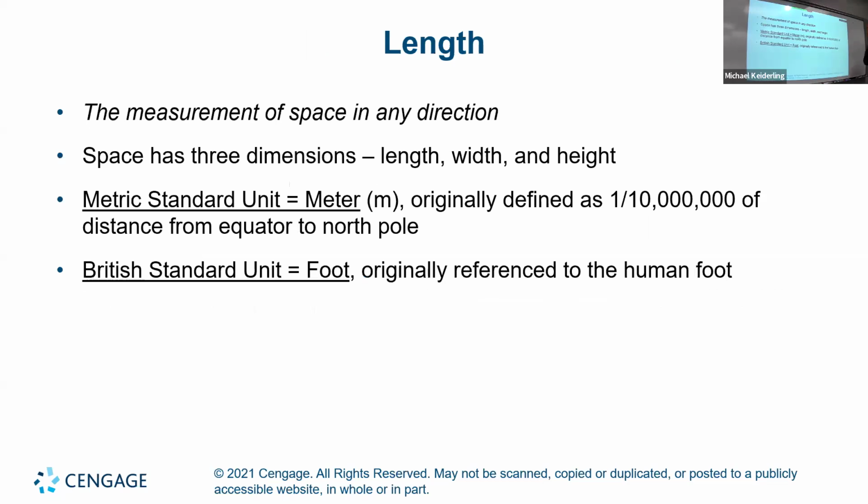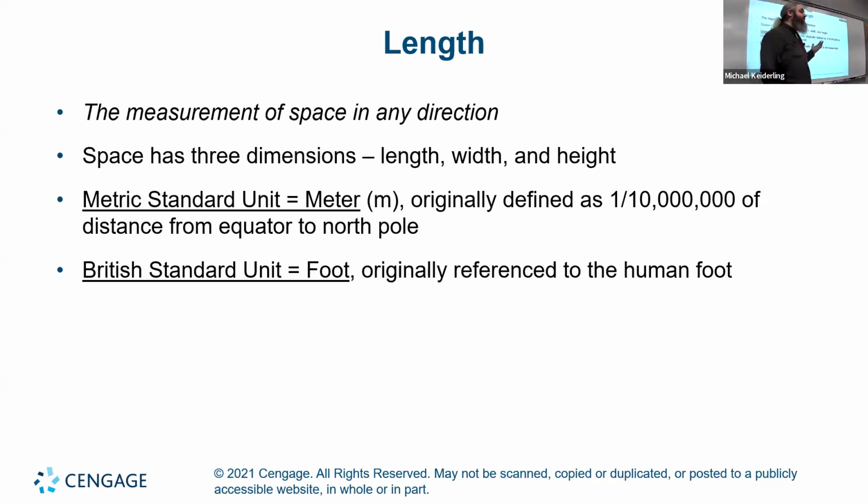Space has 3 dimensions. You can do 3 completely independent directions in space, for example, length, width, and height. Those are fully independent. I can describe any location in space with three numbers, basically. So space has three dimensions. The metric standard unit for distance or length is the meter.